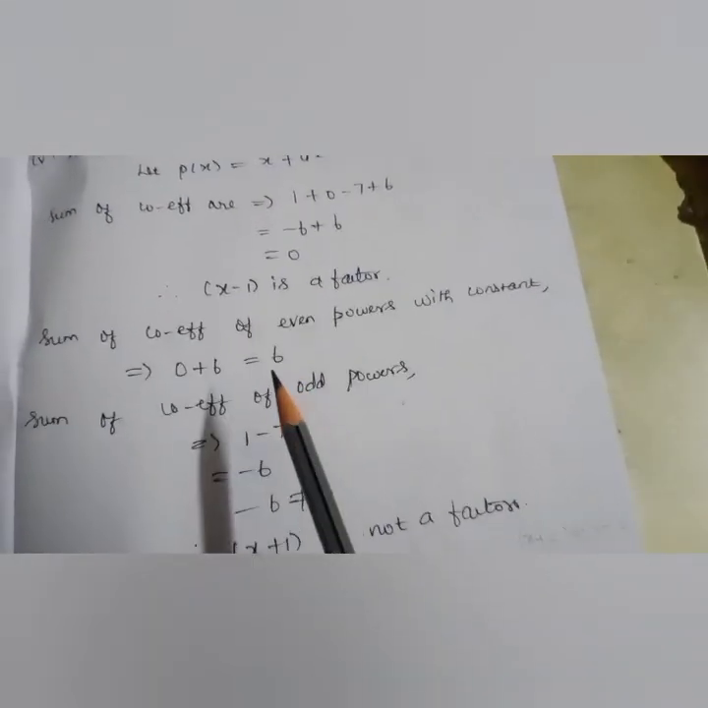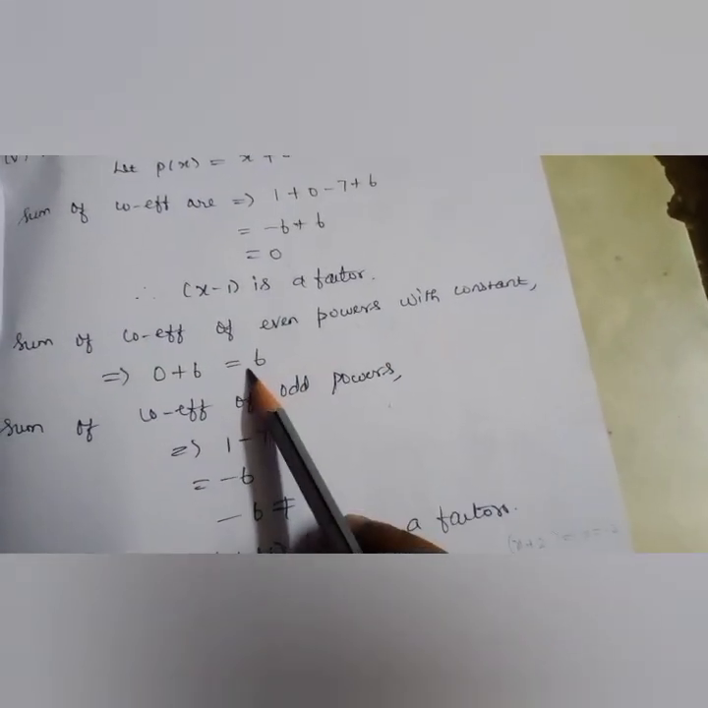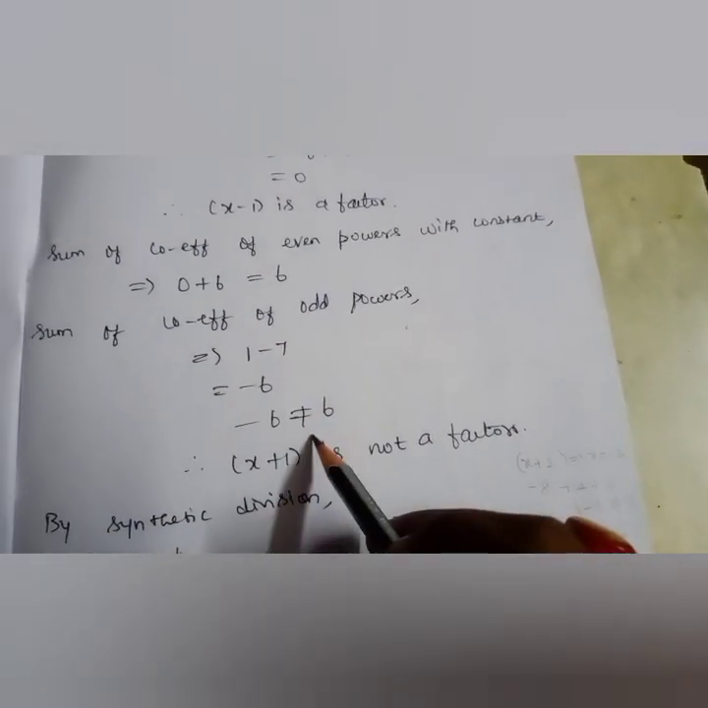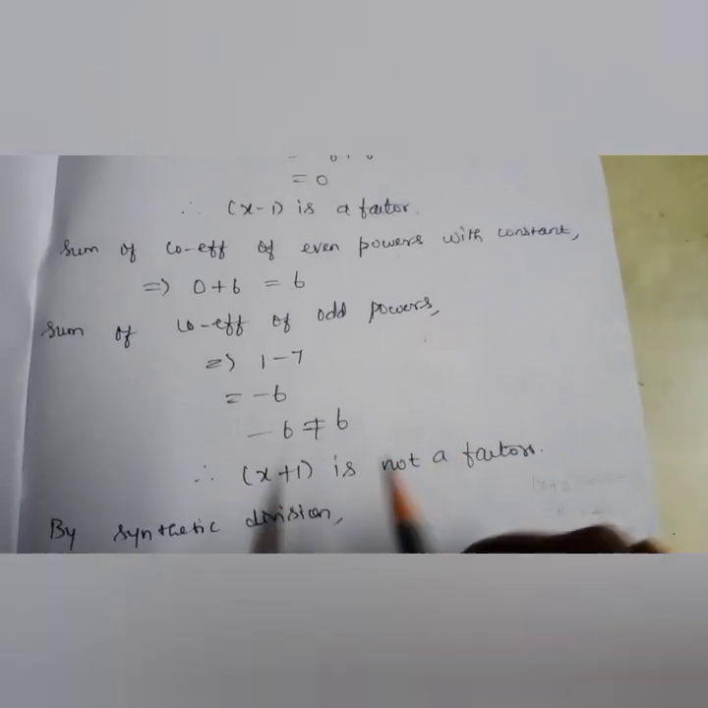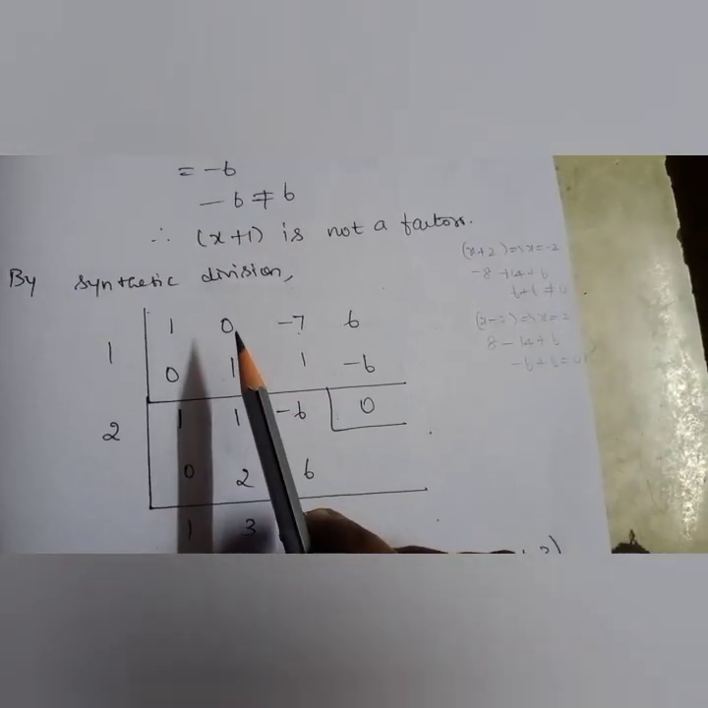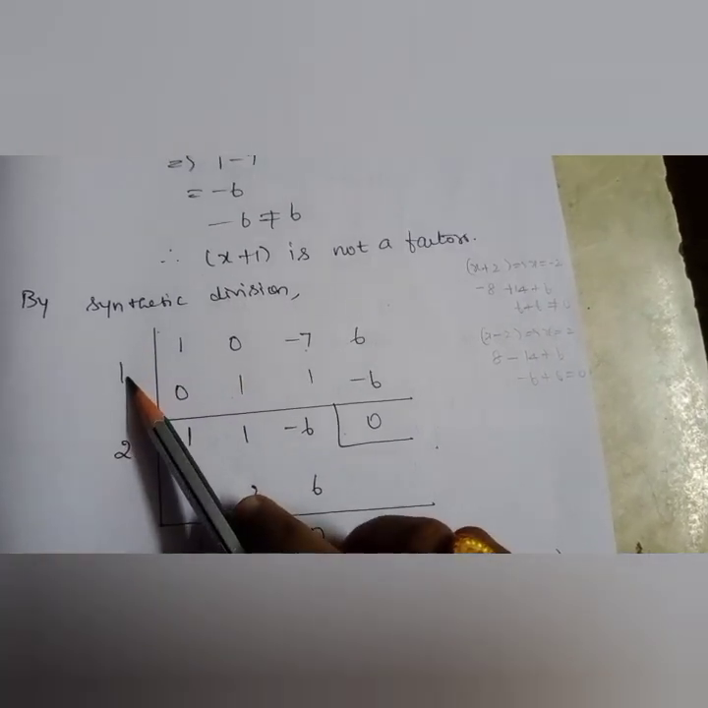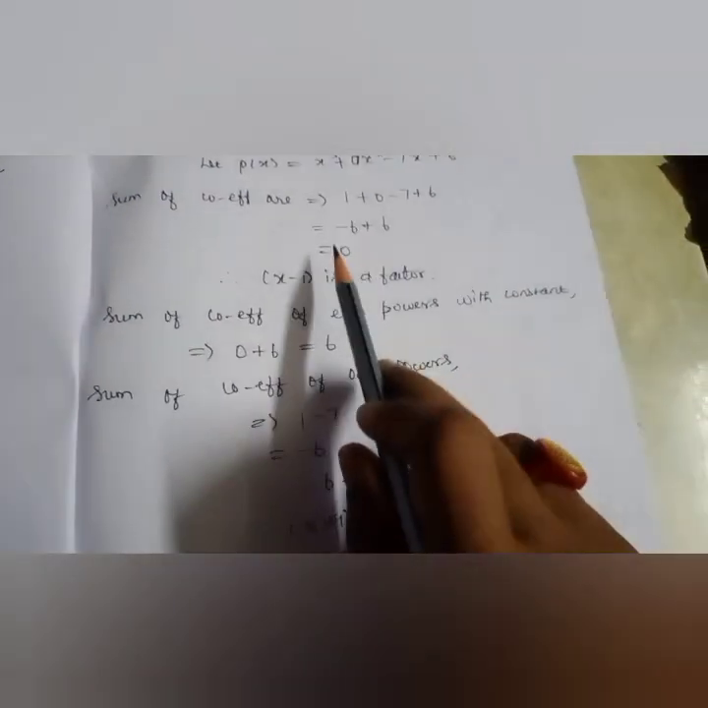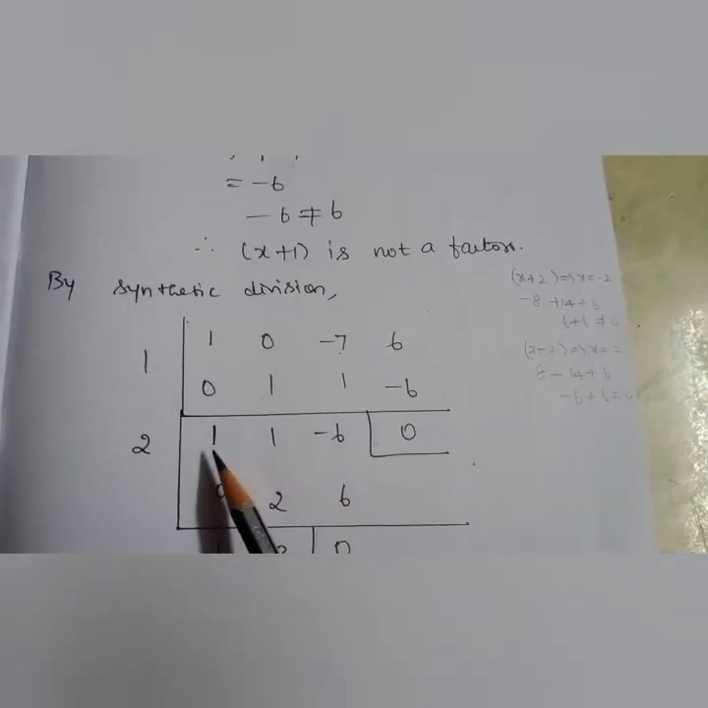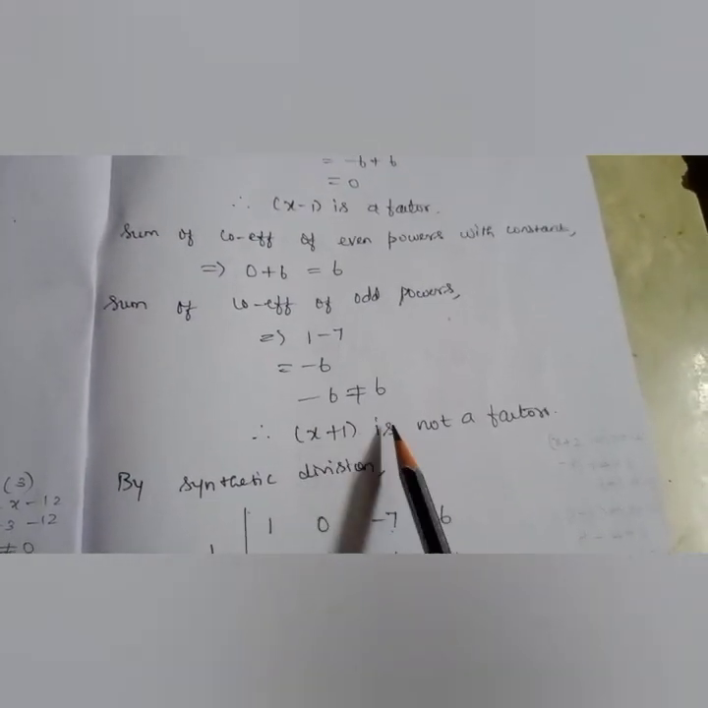Even then I will check the sum of coefficients of even powers, which is 6, and the sum of coefficients of odd powers, which is minus 6. Since both are not equal, x plus 1 is not a factor. Then we'll go ahead with the synthetic division. That is, I am checking with 1 because x minus 1 is a factor. So I have got it to be like this. Then I have already seen that x plus 1 is not a factor.